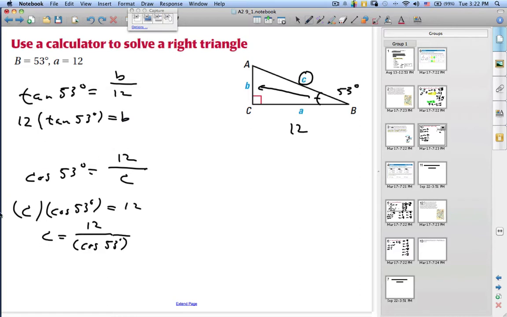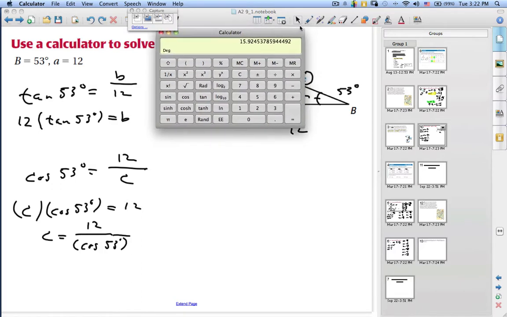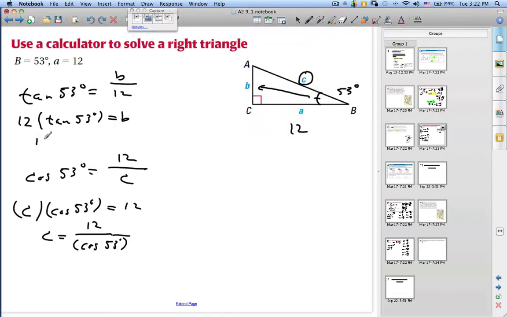And then I would go ahead and pull out a calculator to finish up the problem. So here's my calculator, and I'm going to find tangent of 53 degrees. So 53 degrees tangent times 12 equals, B would be 15.92. So 15.92 is equal to B.